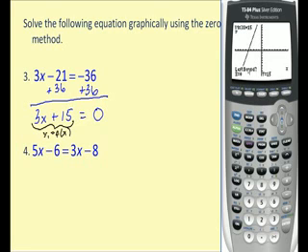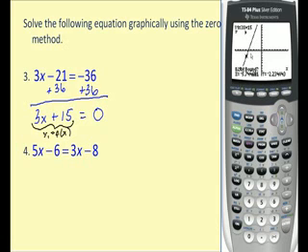Now when we choose this option, it's going to ask us for the left bound and the right bound. The left bound tells us that we must place the cursor to the left of the x-intercept. And if we're not sure where the cursor is, it tells us that it's right here at -2.3. To the left of this x-intercept in this case would be below. So we move that blinking cursor so that it's below. Anywhere below is fine. Hit enter.